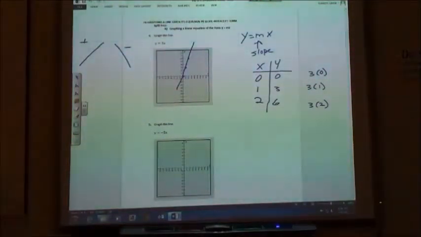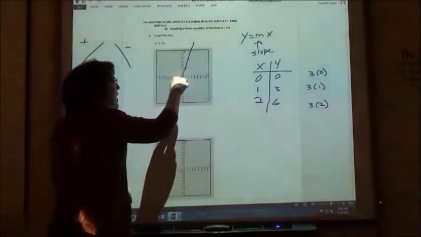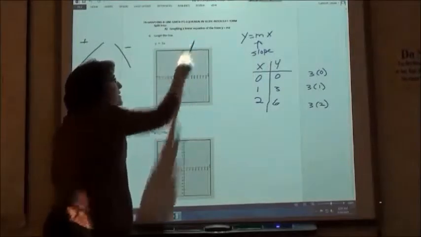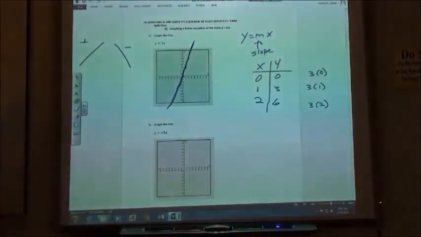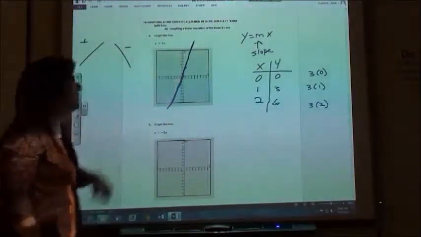Does it matter where you start your line? I mean, because you got it way down there and negative, that don't matter? Normally they will start the line and go all the way through the graph because lines go on forever. Okay. But are they going to count it wrong if you don't? No. Okay. So just so your line goes through the dots that you have drawn.